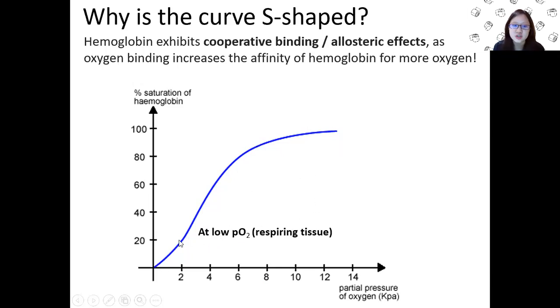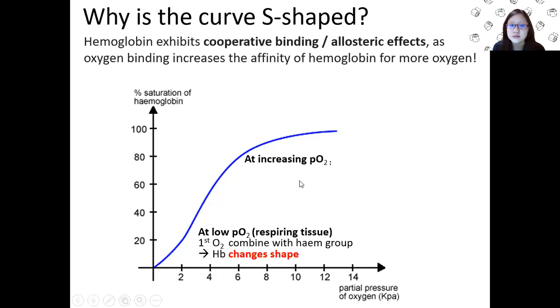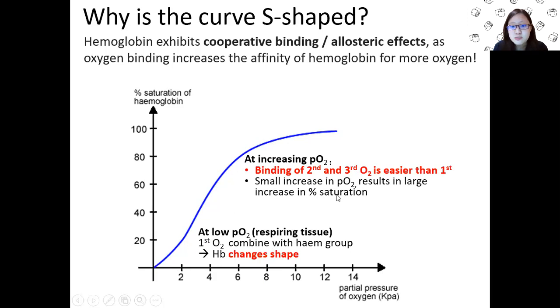So at low partial pressure of oxygen, at this point of the curve, think of the first oxygen combining with the hemoglobin. So it's still not that steep. And what happens is this changes the hemoglobin shape. And this causes the hemoglobin to increase in affinity for more oxygen. So the binding of the second and third oxygen molecule is easier than the first because the hemoglobin has changed shape, right? And therefore, with a small increase in partial pressure, you get a higher increase in percentage saturation, which results in a slightly steeper curve on this side.